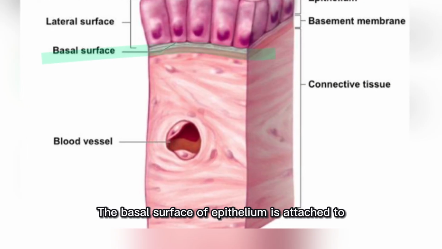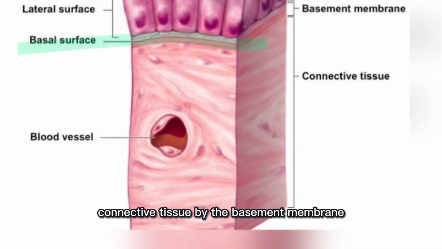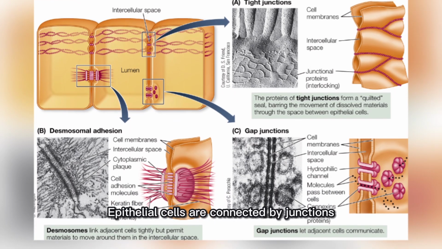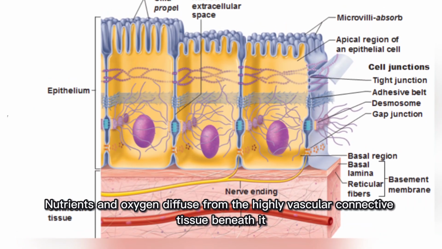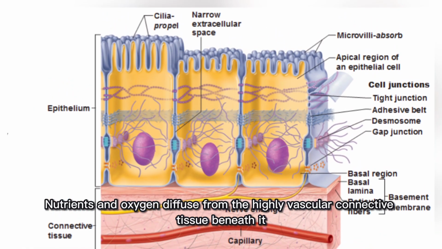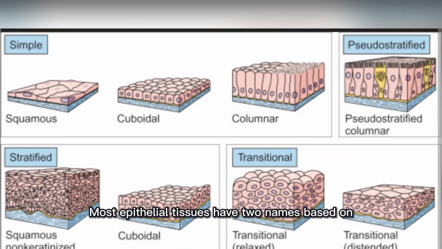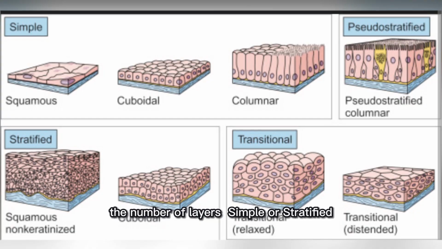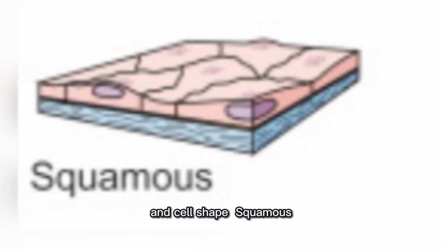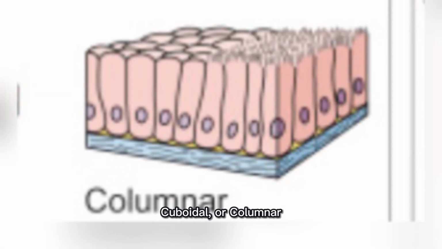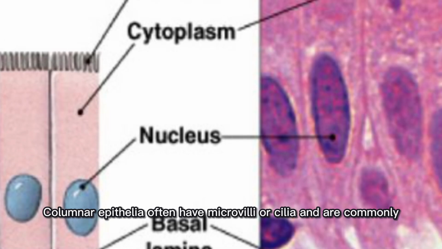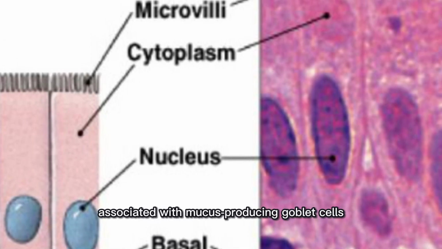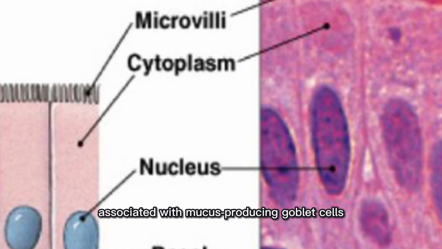The basal surface of epithelium is attached to connective tissue by the basement membrane. Epithelial cells are connected by junctions. Nutrients and oxygen diffuse from the highly vascular connective tissue beneath it. Most epithelial tissues have two names based on the number of layers: simple or stratified, and cell shape: squamous, cuboidal, or columnar. Columnar epithelia often have microvilli or cilia, and are commonly associated with mucus-producing goblet cells.